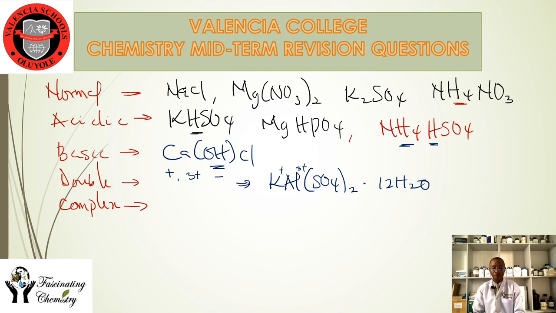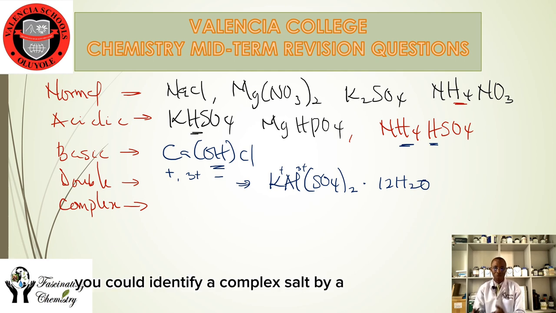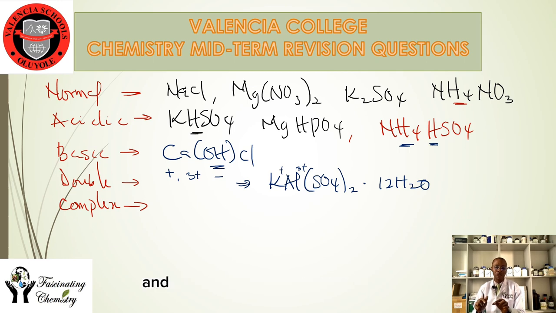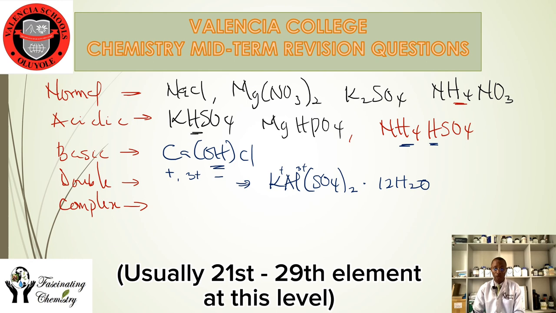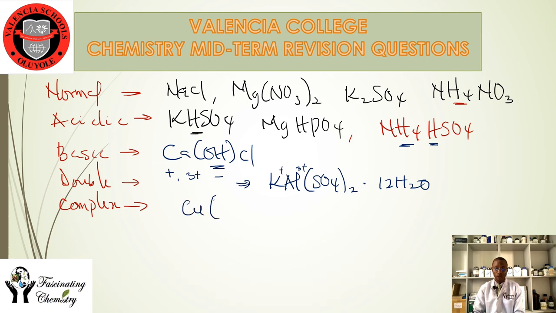For a complex salt, you can easily identify a complex salt by a square bracket always given in the formula. And the metal that's always present in the complex salt is always a transition metal, those metals that are not among the first 20 elements. Take for instance, you have something like [Cu(H2O)6]Cl2. The presence of this square bracket here is already an indication that you have a complex salt.